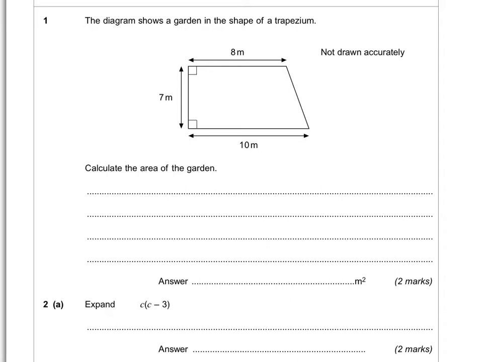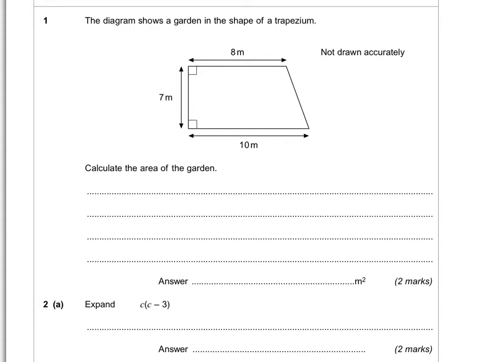And the first question is to do with areas. So hopefully what you'll recognise is you have a trapezium, and you have various lengths that are marked on. So you have 8, 7 and 10. We're noticing there's right angles, and of course it's not drawn accurately. So it's a question where you need to use some kind of formula for finding the area of a trapezium.